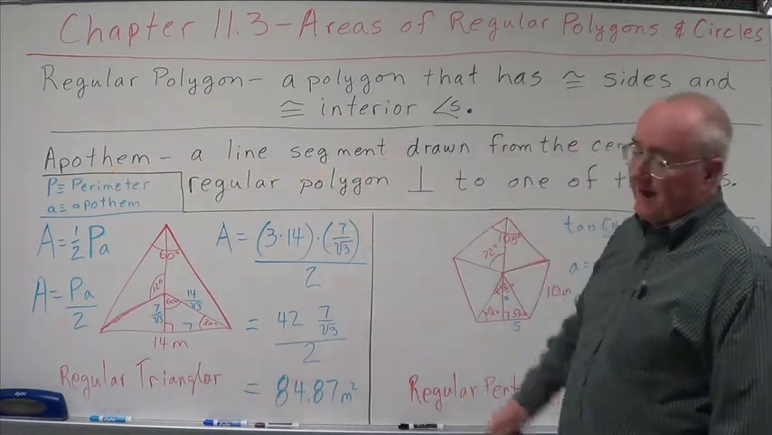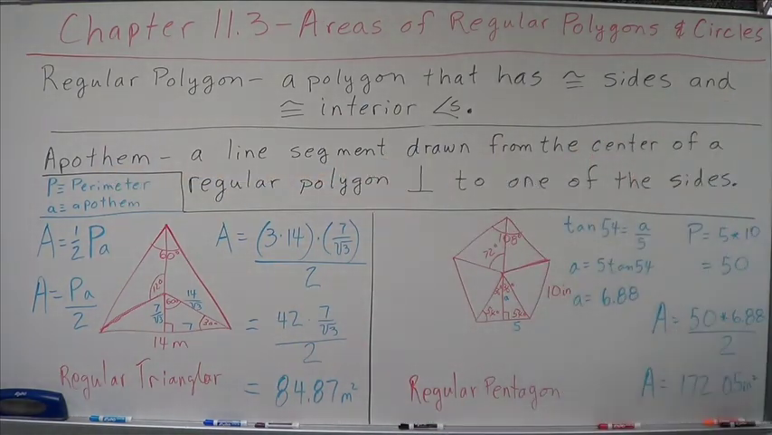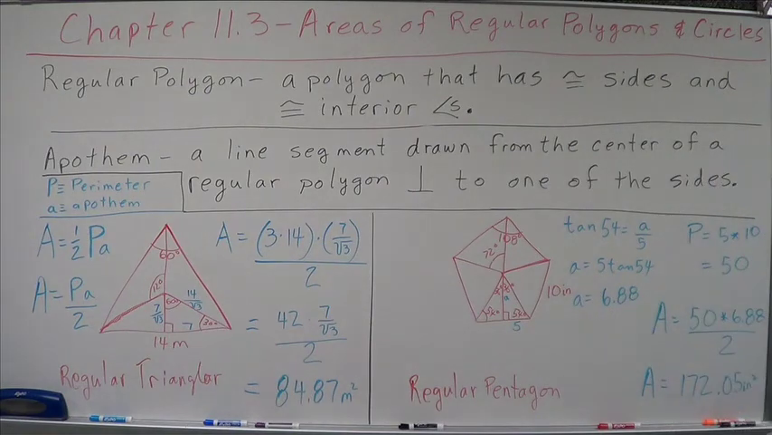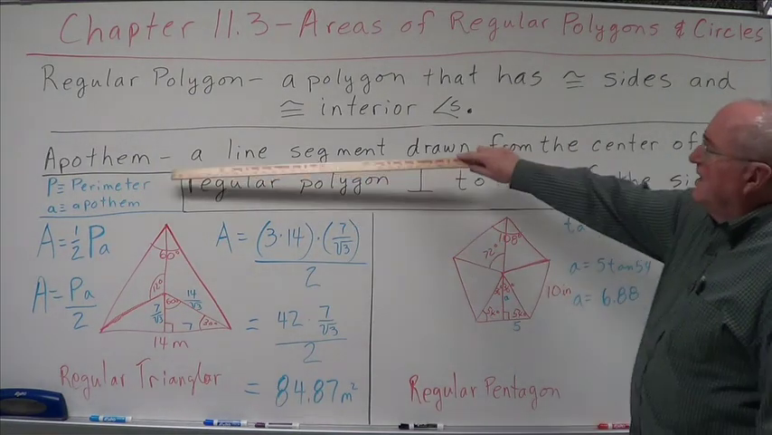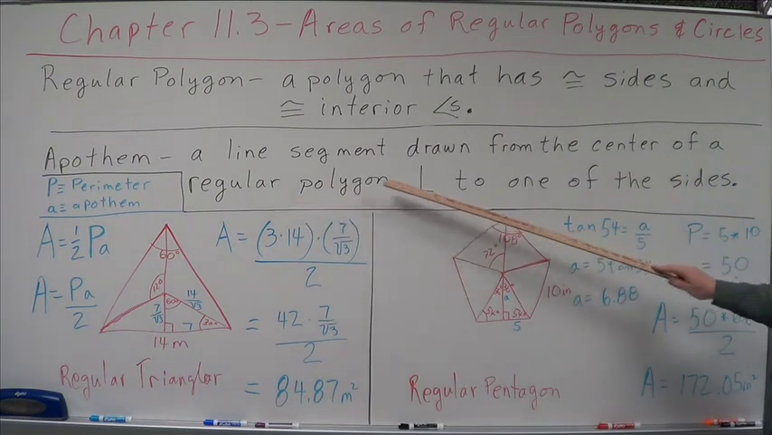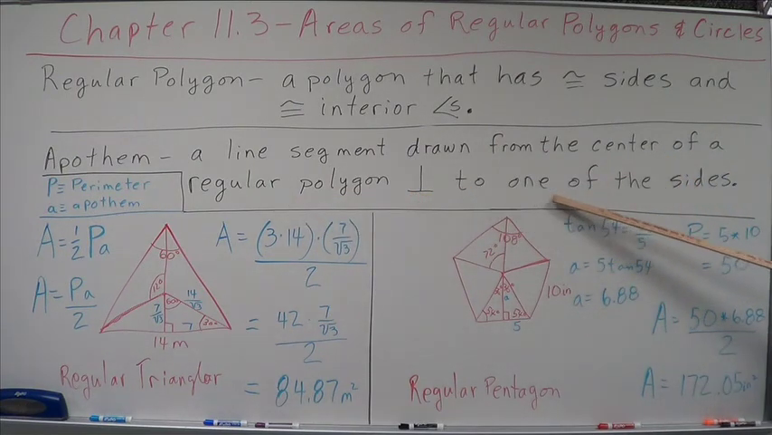Now here's a term you might not have heard or you need to be refreshed on. I think we talked about this on quadrilaterals, regular quadrilaterals, and on circles. But the apothem, this is apothem. No, it's not a possum with a lisp, it's just apothem. A line segment drawn from the center of a regular polygon perpendicular to one of the sides.